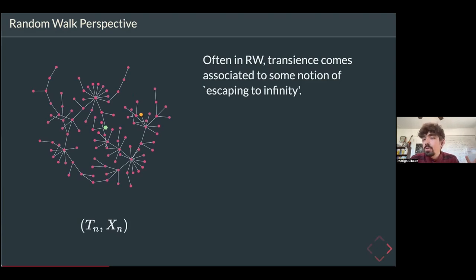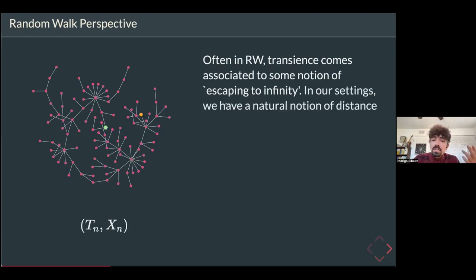So we have a natural notion of distance, right? If you want, we can just measure the distance from the root, which would be the length of this path connecting the root and the walker. So we have a natural notion of distance. And if we can measure distance, we can also measure speed, right?